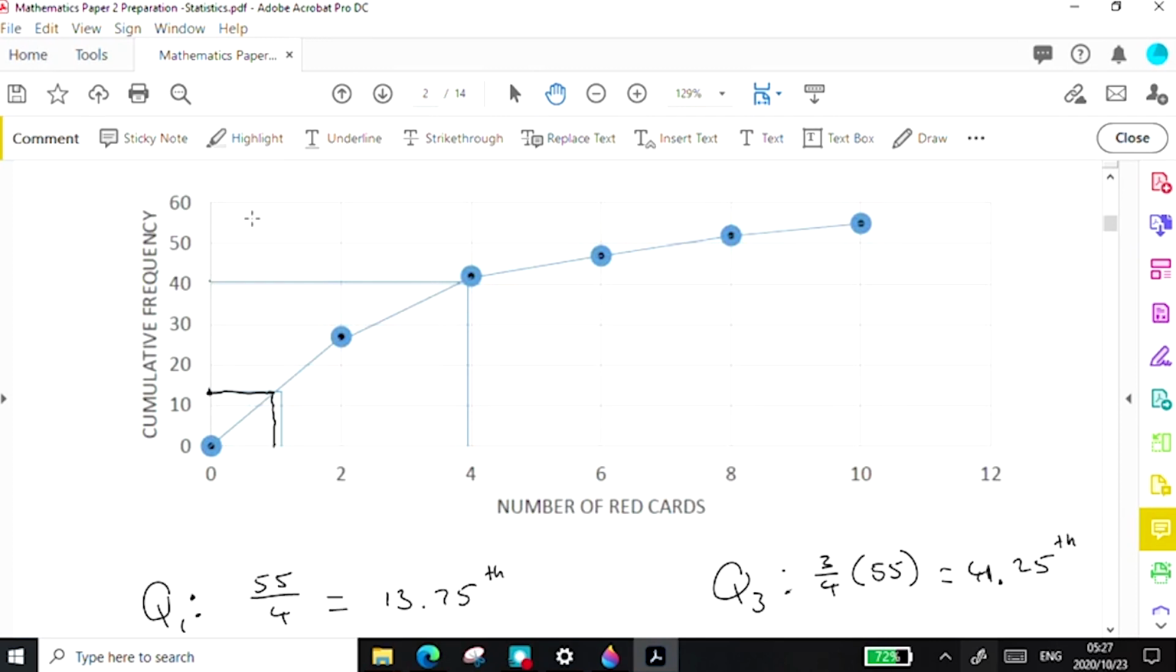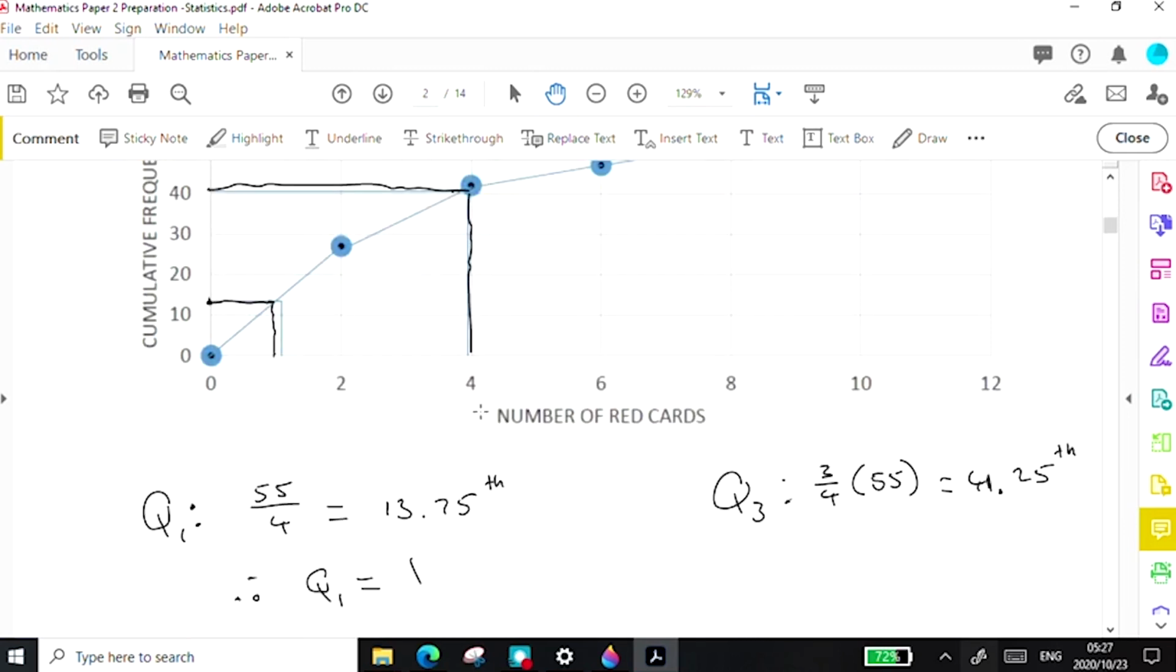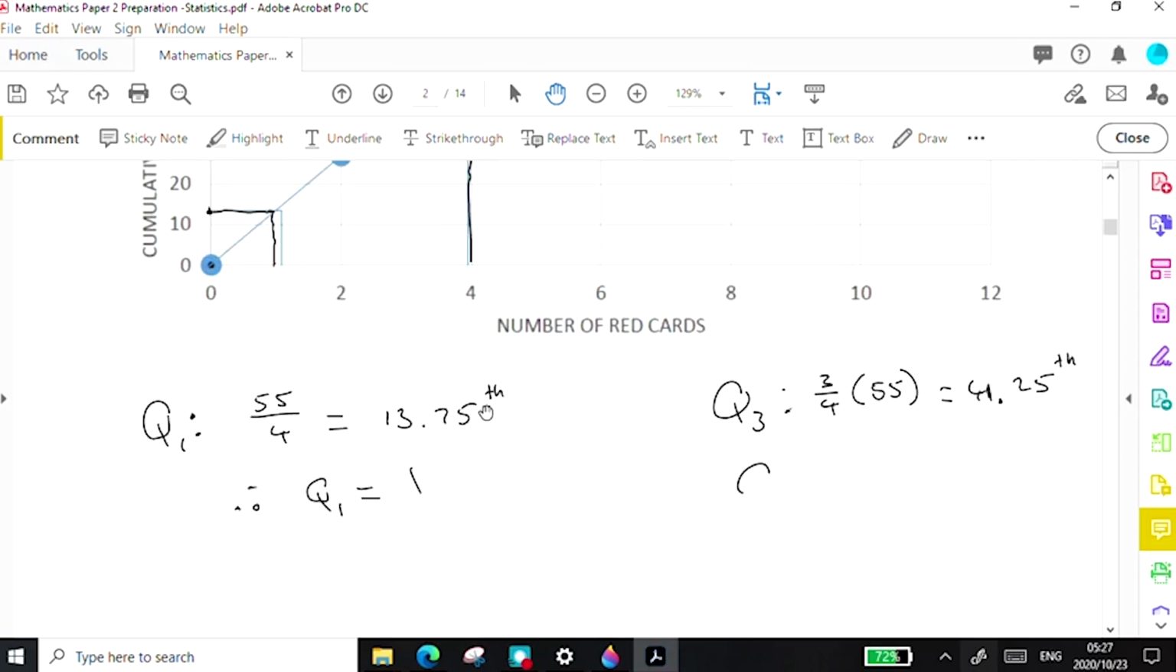So we draw a horizontal line straight to our curve, and we drop the line vertically. This implies that the third quartile is equal to 4. Again, the number of red cards in this interval is either 2, 3, or 4, so our third quartile must be 4. This implies that Q3 is equal to 4.